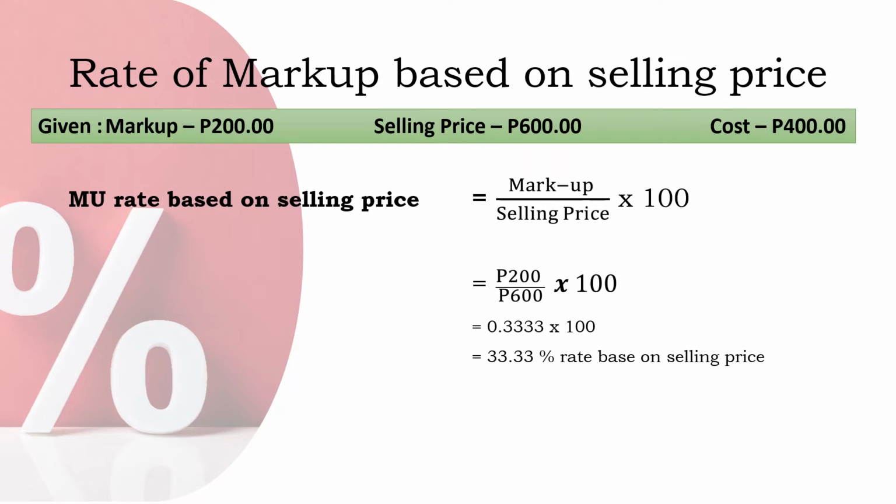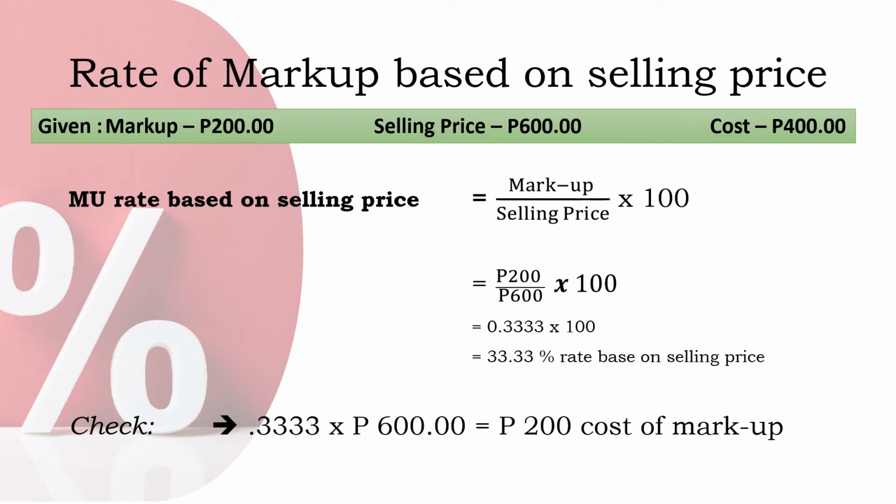So let us check if our answer is correct. 33 and 33% times 600. So the cost of markup is 200 pesos. So our answer is correct.